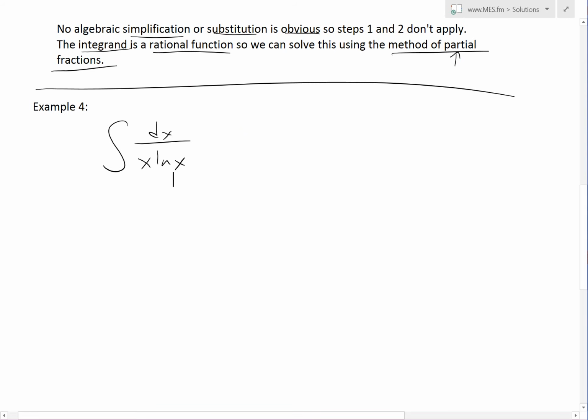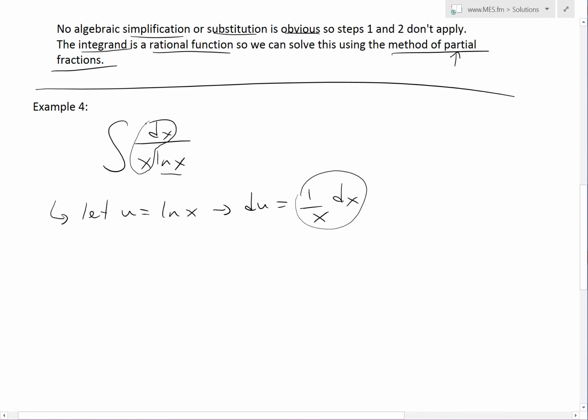Now the interesting part about this is we could use step 2 in substitution, and the reason is because there's a ln x, and the derivative of ln x has a 1 over x, which is included in this integrand. So if we let u equal ln of x, du equals 1 over x dx, and now this whole thing occurs right here.